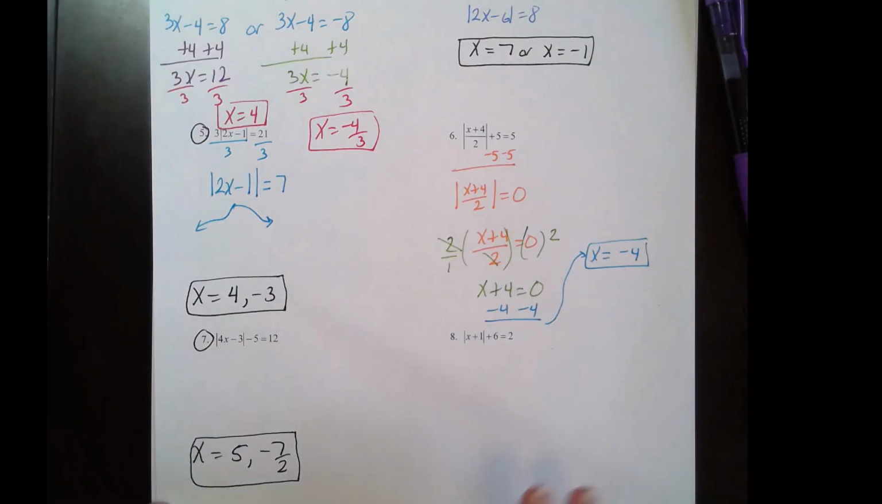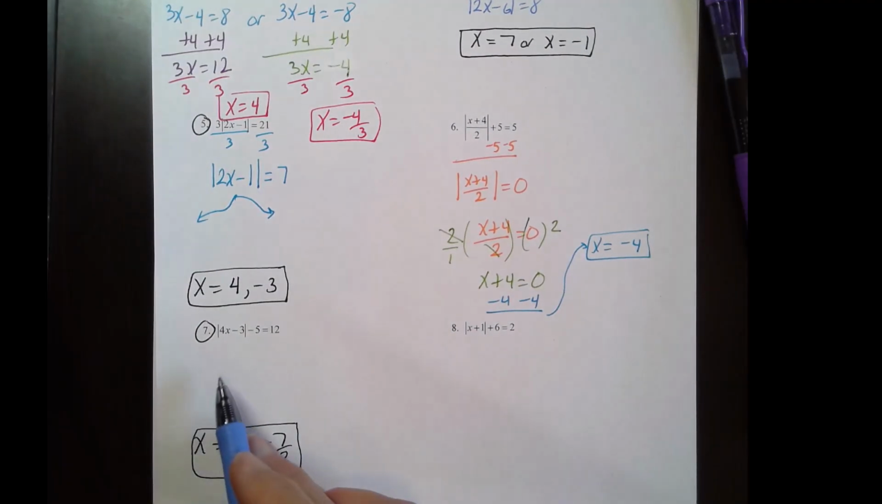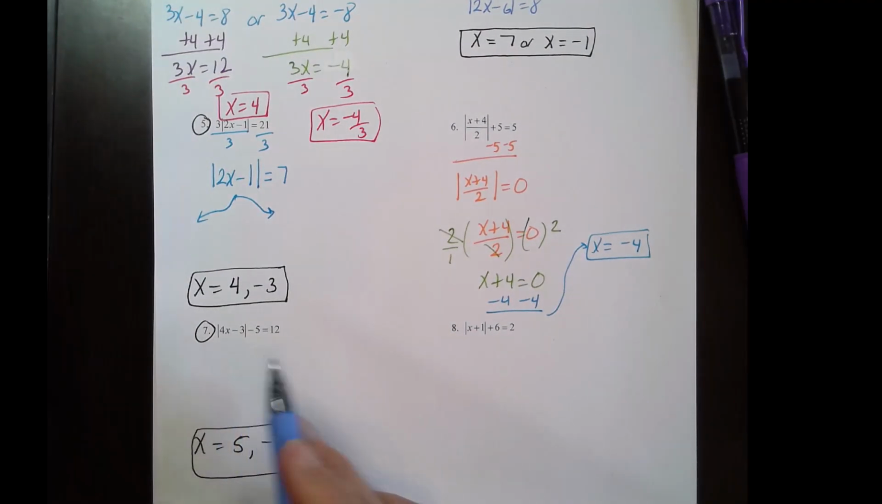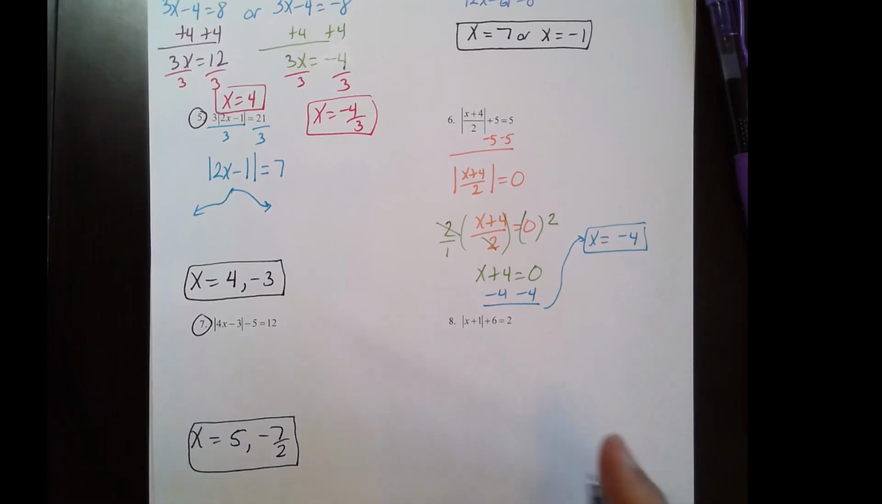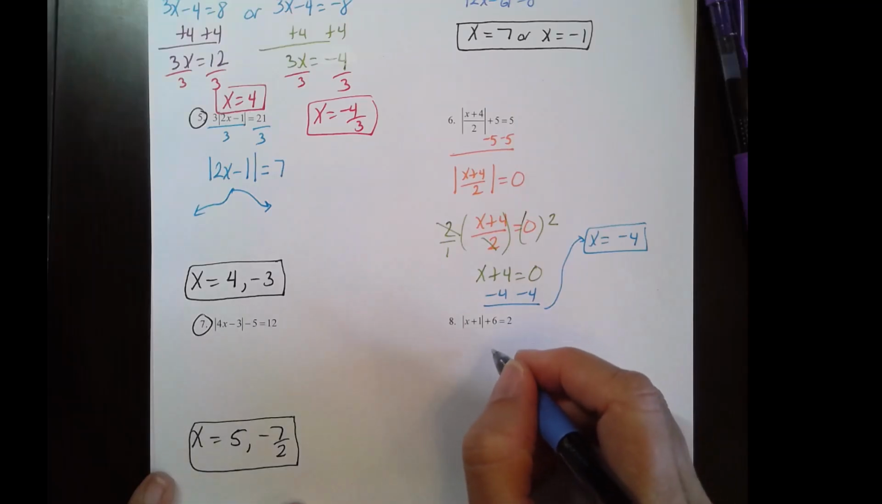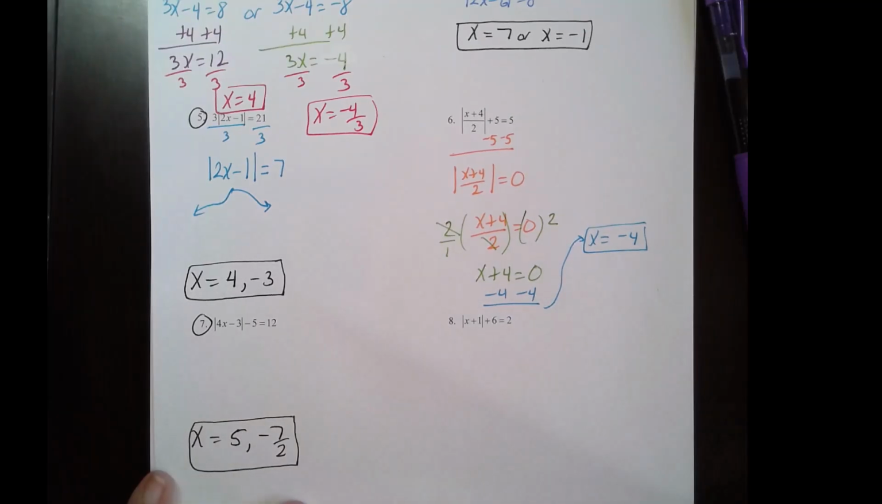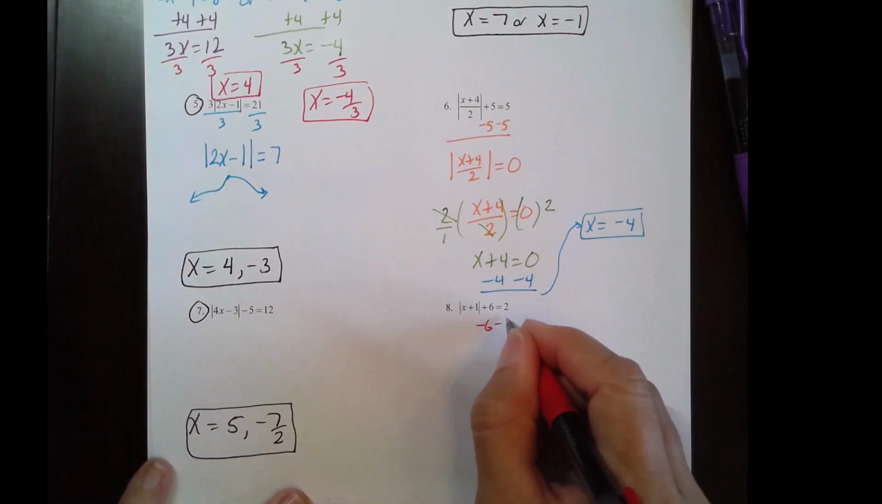So number 7, the absolute value of 4x minus 3, close the absolute value, -5 equals 12. I'll let you do this problem from start to finish. Don't forget to isolate. And lastly, number 8, the absolute value of x plus 1, close the absolute value, plus 6 equals 2. We need to start off by isolating. How do we isolate? Subtract over the 6.